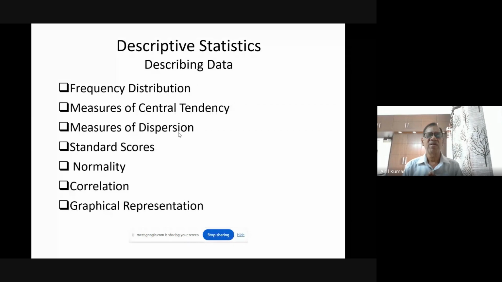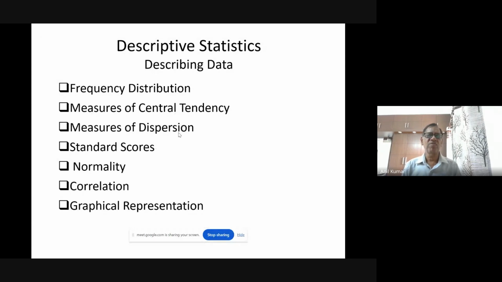Normality, when your focus is to look at the nature of the available data, you enter into the process of normality, wherein normality is describing the existing data in terms of the normality of that data. It is a particular type of curve. I will be discussing that.